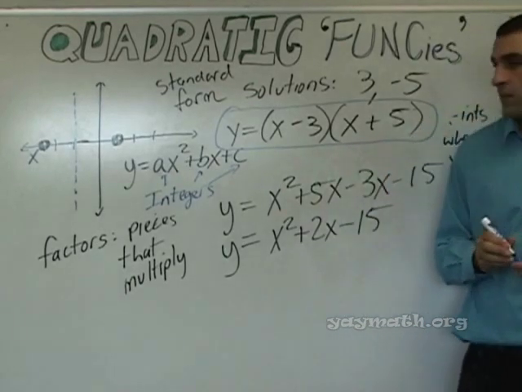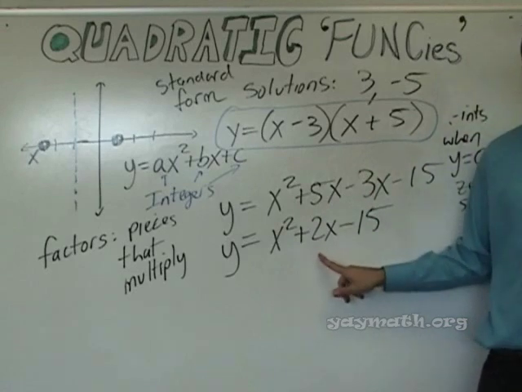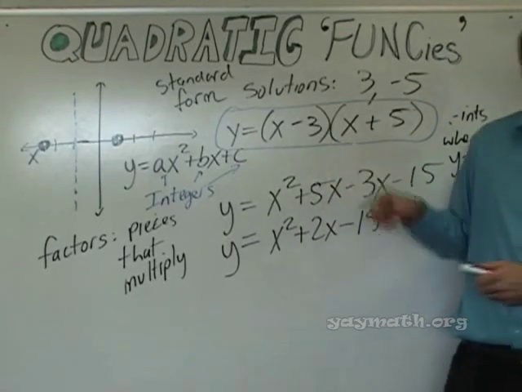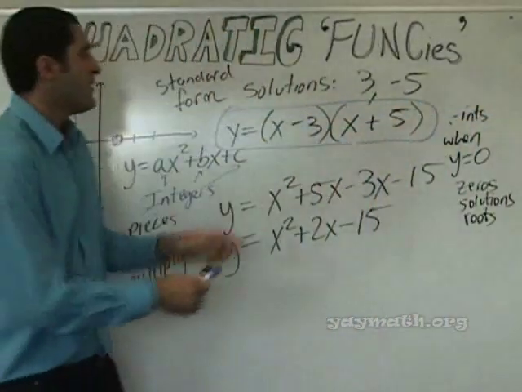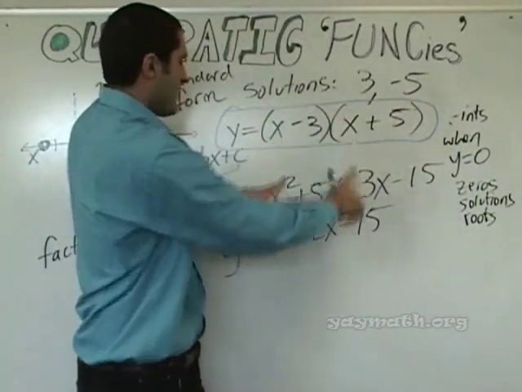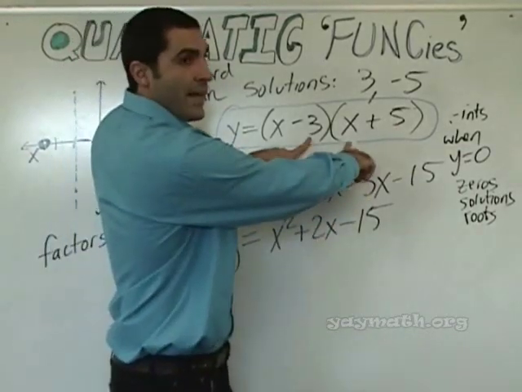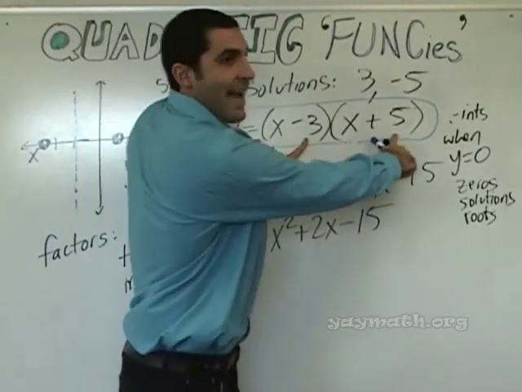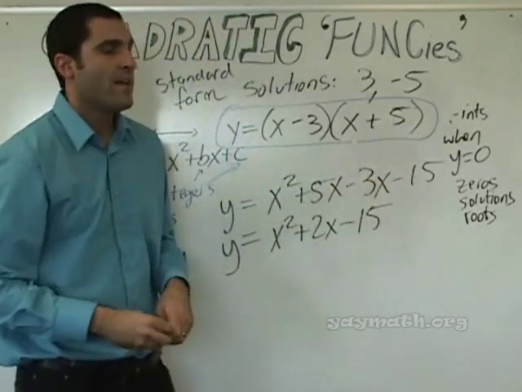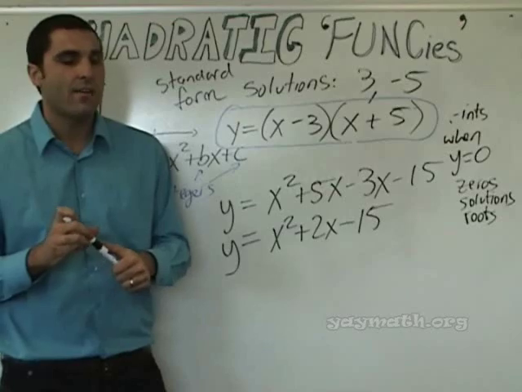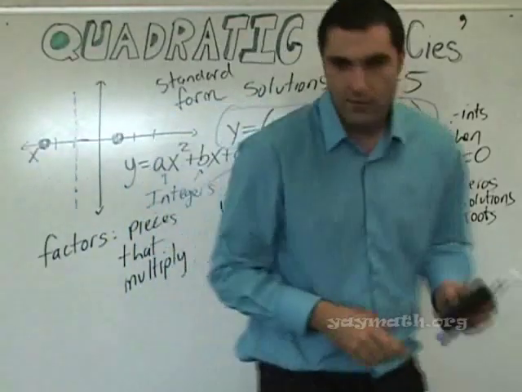I don't understand how we got the bottom. Okay, we FOILed this. First, outer, inner, last. I'm glad you're asking. First, x times x is x squared. Outer, 5x. Inner, minus 3x. Last, minus 15. And then the middle two terms combine to make 2x. Okay? All right, let's do the next one.